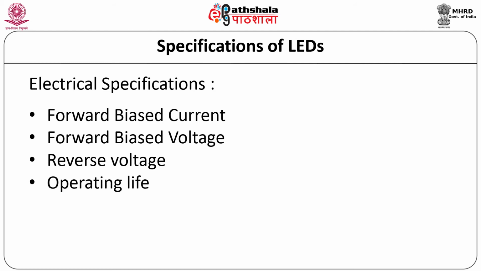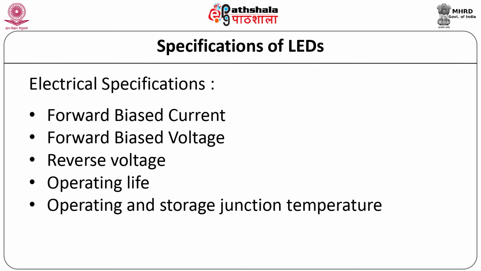Operating life. The light intensity of an LED does diminish gradually with time. This means that an LED has an operational life. This specification is of particular importance when LEDs are to be used for lighting applications. It is not normally as crucial when the LED is used as an indicator. Here, a catastrophic failure is of greater importance. Operating and storage junction temperature. Normally, this temperature range is minus 40 degrees centigrade to 60 degrees centigrade.